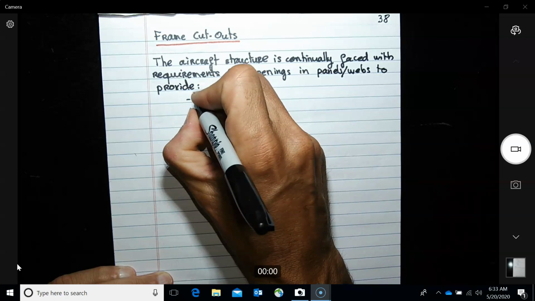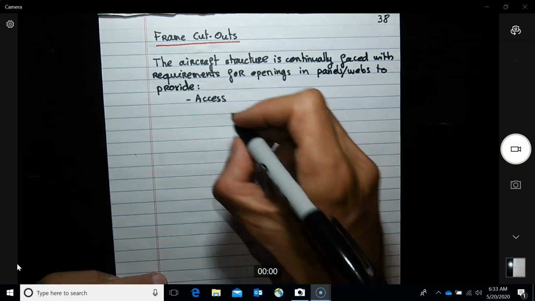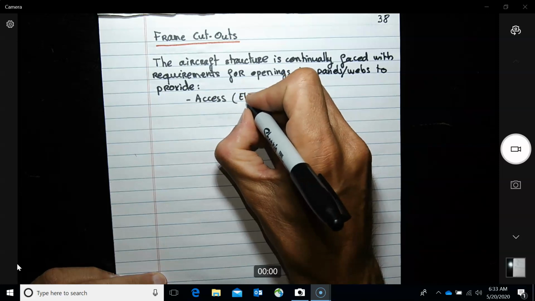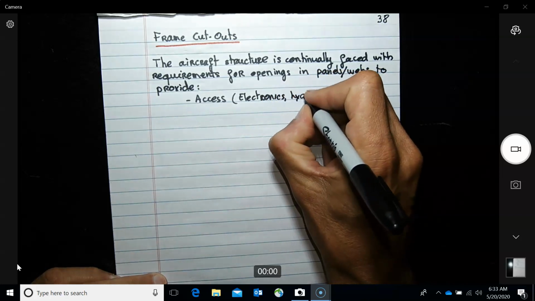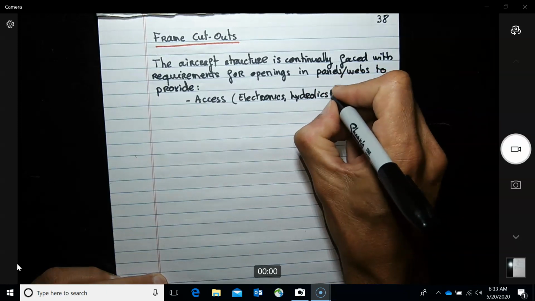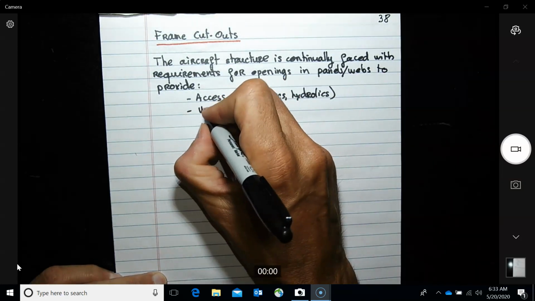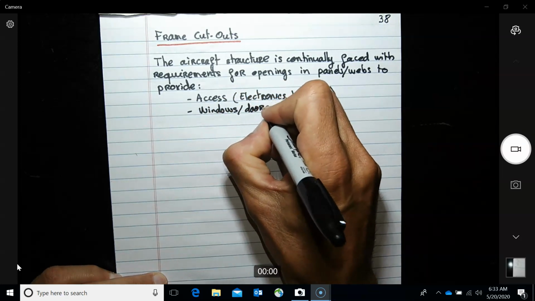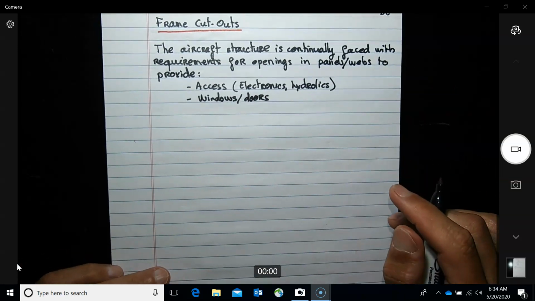So let's say the most general would be to create access. What could be the access would be to create access for maintenance. So let's say electronics, hydraulics, okay, and the other one would be to create also, let's say, windows, doors, etc. Okay, so this is just common sense.